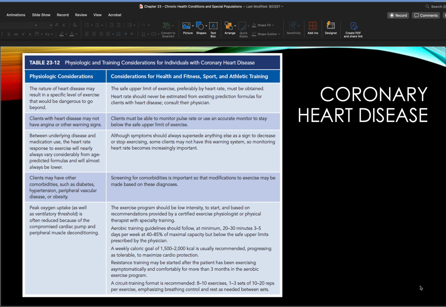There's peak oxygen uptake. Because individuals with coronary heart disease have other things going on, and because they have a heart that's been compromised, they have basically a deconditioned heart, and so therefore they may not be able to build up to a specific intensity because of that. So we have to pay attention and make sure that we're getting them into the right limits for that purpose.